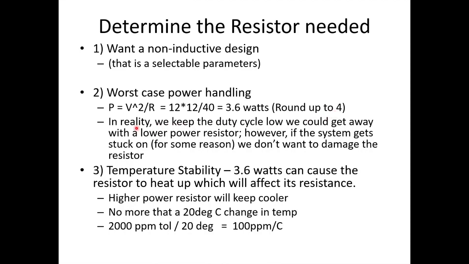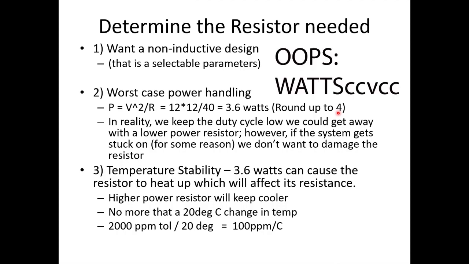Okay, in reality, we could probably get away with a lower power resistor if we kept the duty cycle low. In other words, we only measured it every few seconds or something like that. The problem again is if we have a mistake and the circuit's stuck on, the resistor is going to burn up. So we want a minimum of a 4 watt resistor just to take care of the fact that it may be stuck on.